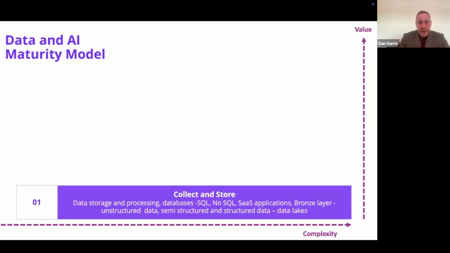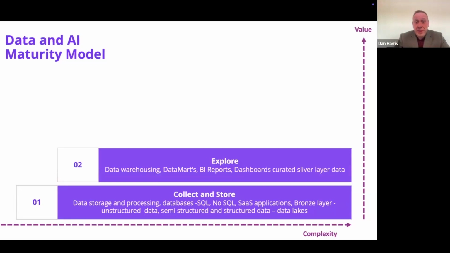So at level one, if people are collecting and storing data, we're in the right meeting, right? Because you've got some sort of data warehousing, you've got some sort of database, there's some application or SaaS application that is collecting data in some way, shape, or form, and you're storing it. Not super advanced, not super valuable, but if you're not doing that, it's probably not the right meeting for you.